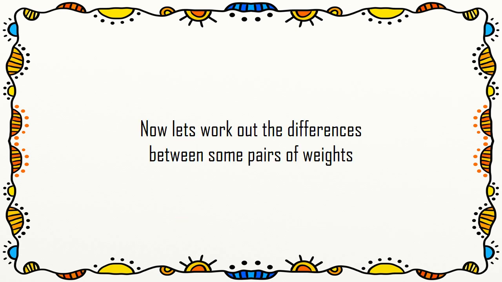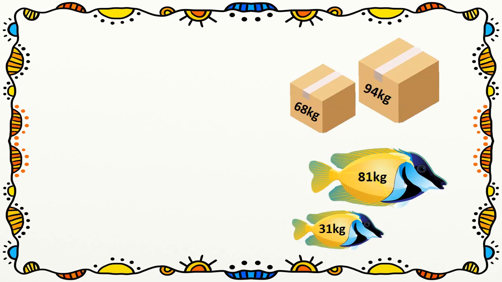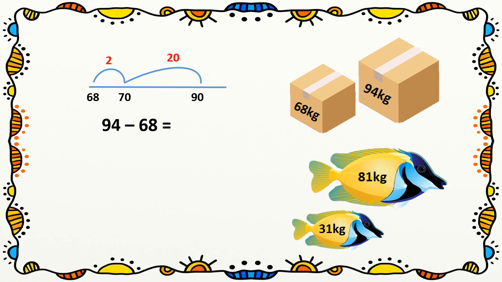Now let's work out the differences between some pairs of weights. 94 minus 68 is equal to. 68 onto 70 is 2. 70 onto 90 is 20. 90 onto 94 is 4. 2 plus 20 plus 4 equals 26.